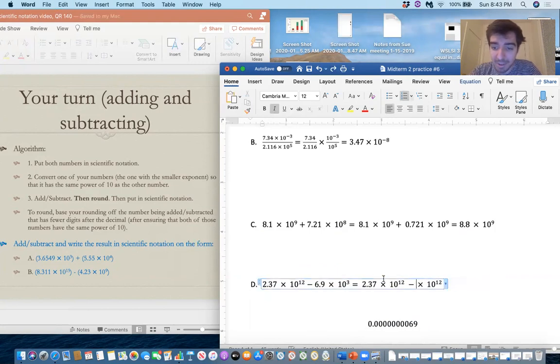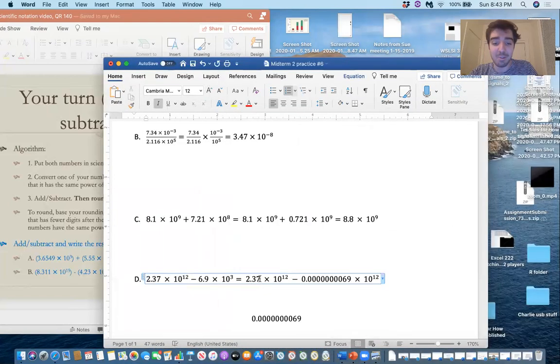I'm just going to write it manually. 0.0000000069. It's 1, 2, 3, 4, 5, 6, 7, 8. Okay, and that should be a 9. Okay. Good. All right. So now we are actually ready to subtract this now very large looking number relative to this very tiny one.